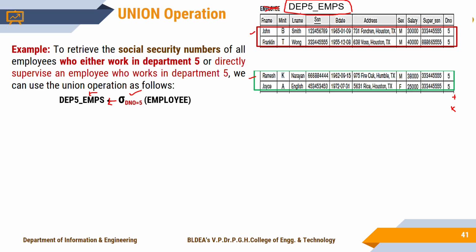So that new relation contains how many tuples now? 1, 2, 3, 4 only. Okay, so this is about your condition. After that, what do you want to retrieve now? You want to retrieve the social security number of all employees. Which attribute holds the social security number? Yes, this SSN holds your social security number.